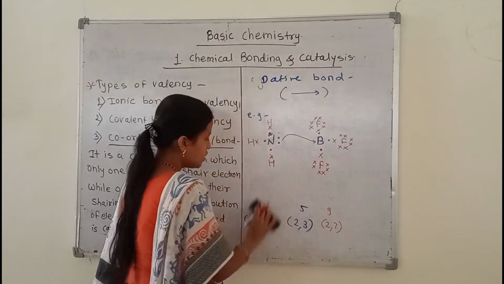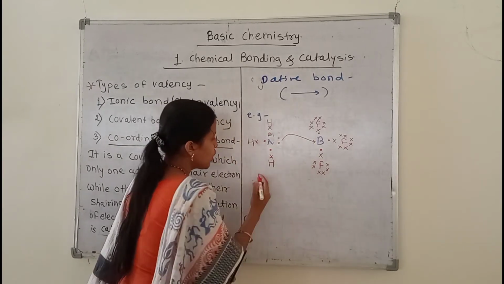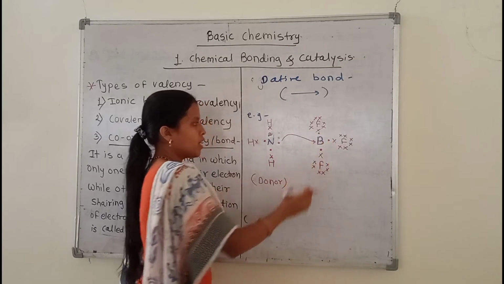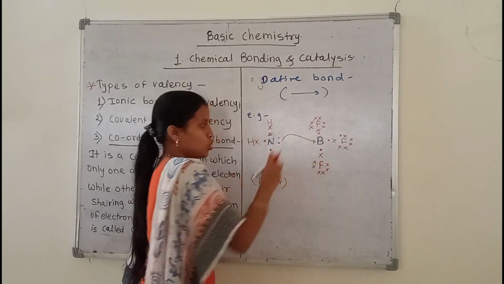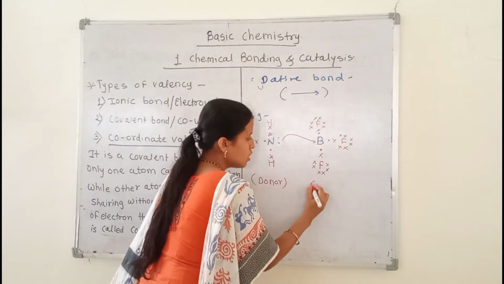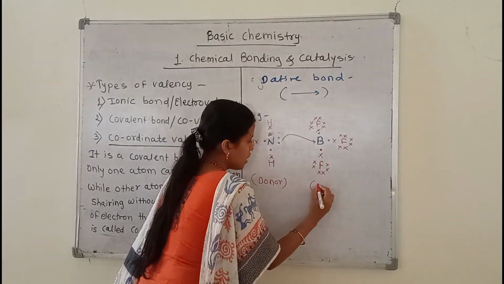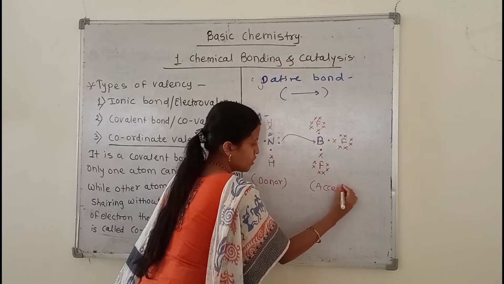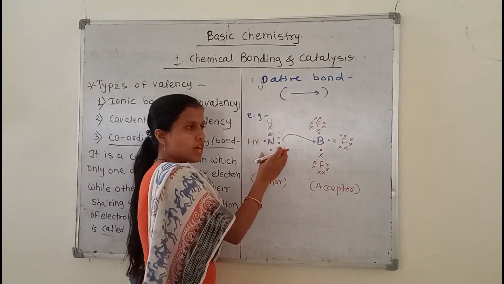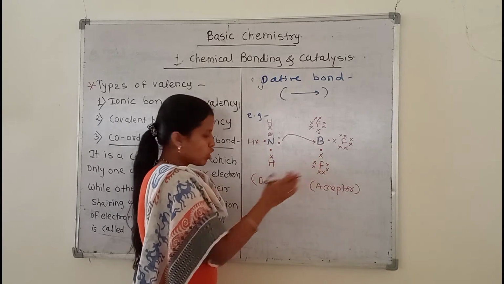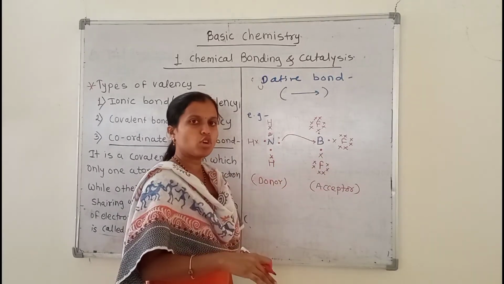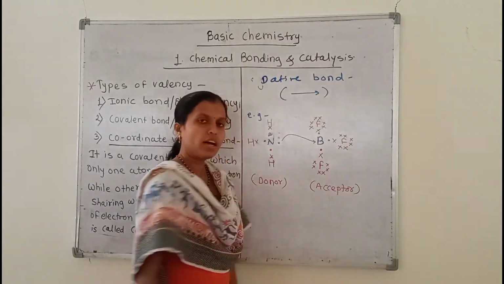So nitrogen is the donor. Nitrogen will be called the donor, and the boron atom can accept the non-bonded electrons of nitrogen. So boron is the acceptor. Those elements which can donate their electrons will be called donors, and those elements which can accept the electrons will be called acceptors.